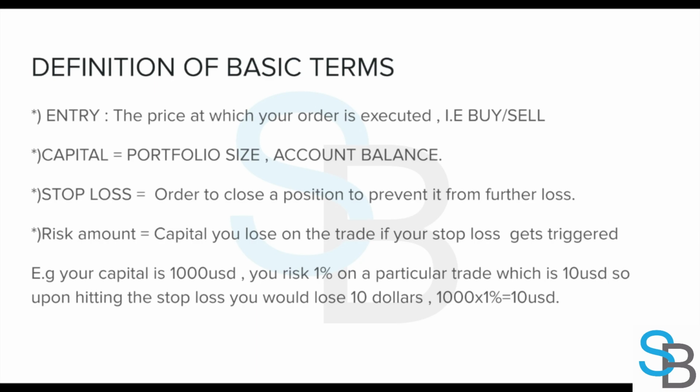Risk amount. Risk amount is the capital you lose on the trade if your stop loss gets triggered. For example, let's assume your capital is 1000 US dollar. You risk 1% on a particular trade, which is $10. So upon hitting the stop loss, you would lose $10. Simple basic math. $1000, your capital, multiplied by 1% risk is equal to $10. I have explained in the previous video how much risk you should take per trade.